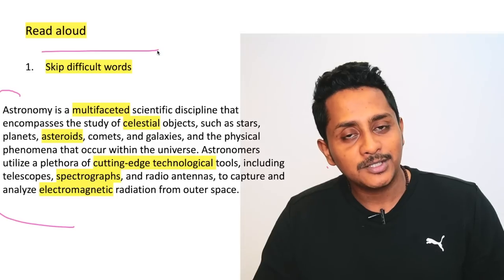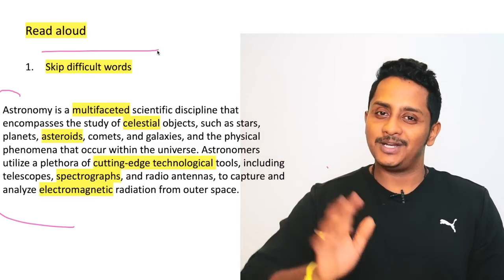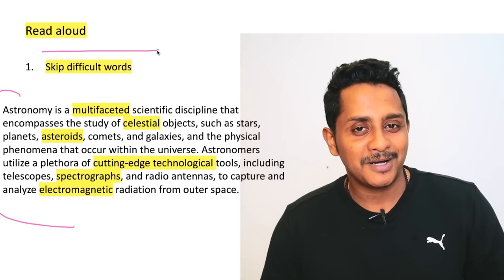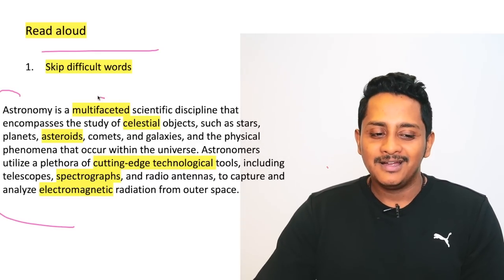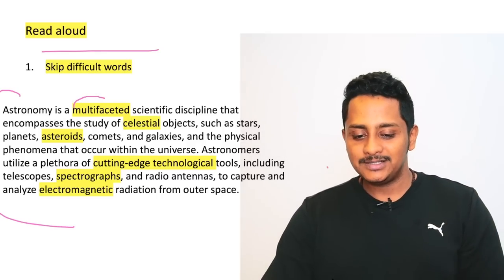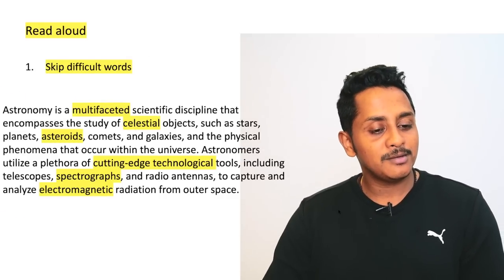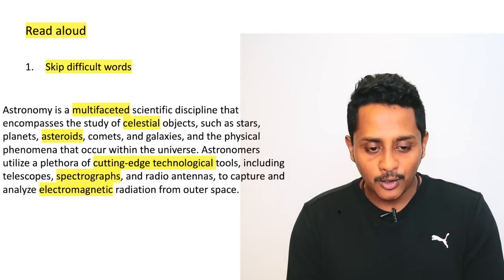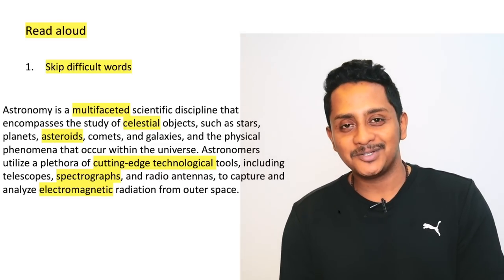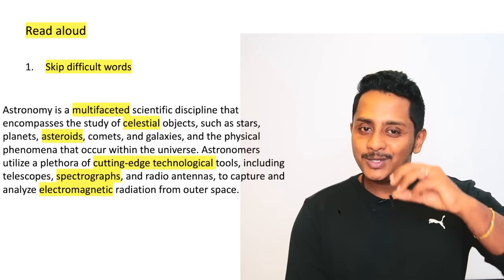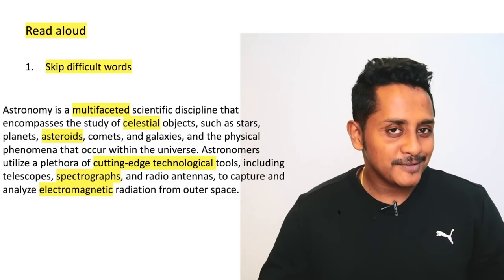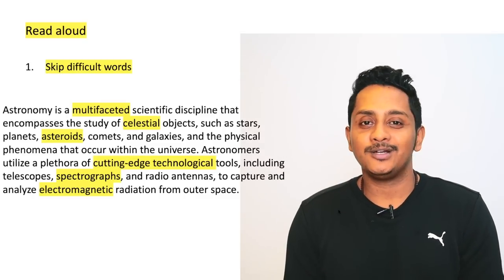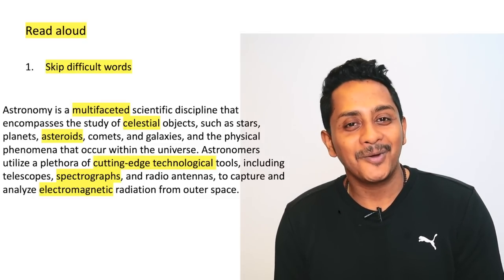Won't I lose marks towards my reading? No, you don't lose any marks towards your reading. Are you sure? Yes. Don't I lose marks towards my speaking? You don't lose any of the marks towards your speaking as well. Let's say all the highlighted yellow ones are difficult for me. Then how do I speak? Astronomy is a scientific discipline that encompasses the study of objects. In this way, if you speak again, the marks will be so low. You have to skip as if the word itself is not there. You skip as if it's just one particular line. You're not breaking the rhythm. Hope you are getting it.